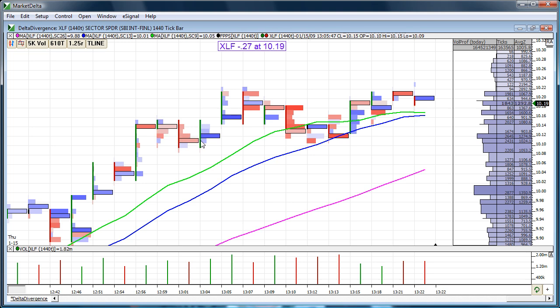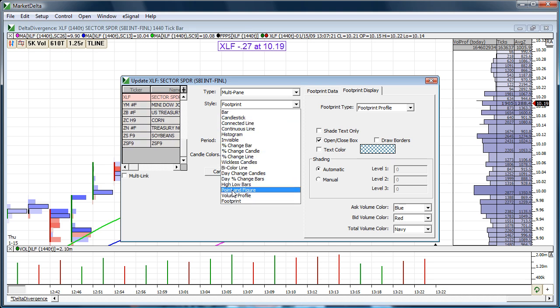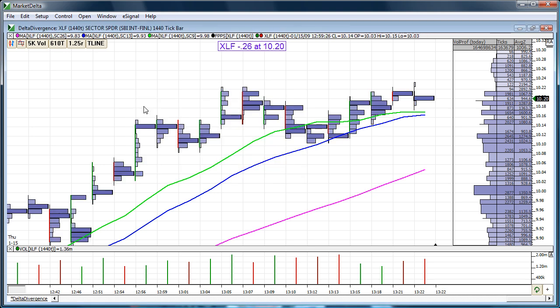However, for some of the stocks and even the fixed income instruments, you may find it better not to even pay any attention to the delta and just look at the pure volume and how that's coming into the market. Let me just show you real quick. One way you may consider looking at this would be under the style right here and change it from footprint to volume profile. And let's watch. You'll see basically it takes the coloring away, the delta coloring. It gives you that real-time picture of volume and where it's coming into the market.